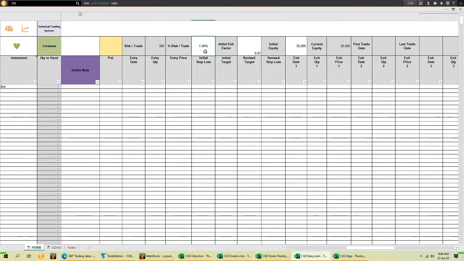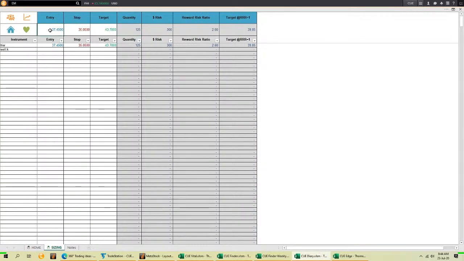And then what is the amount you are going to risk in each trade? Amount of total capital, 30,000 in this case, initial equity. So you may use 1%, 2%. I like to use 1%. I'm risk averse. So risk per trade is 300. So in the sizing tab, when you are entering the entry, stop, target price, it is using your equity and your risk tolerance of 1% only in each trade to tell you how many shares you can buy. 125 shares and your risk exactly 300. That is how you can size it.